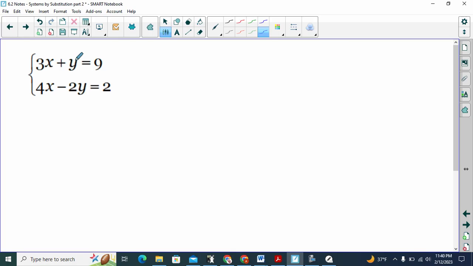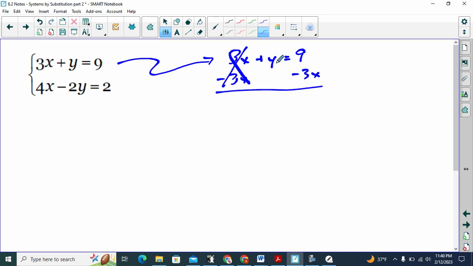So we're going to take this equation, I'm going to rewrite it over here, and we're going to solve for y. We solve for y by subtracting 3x from both sides. So we get y equals 9 minus 3x. You could write it as negative 3x plus 9, or I'm just going to leave it as 9 minus 3x. So this equation and this one are the same thing. I just rewrote it so that it says y equals.